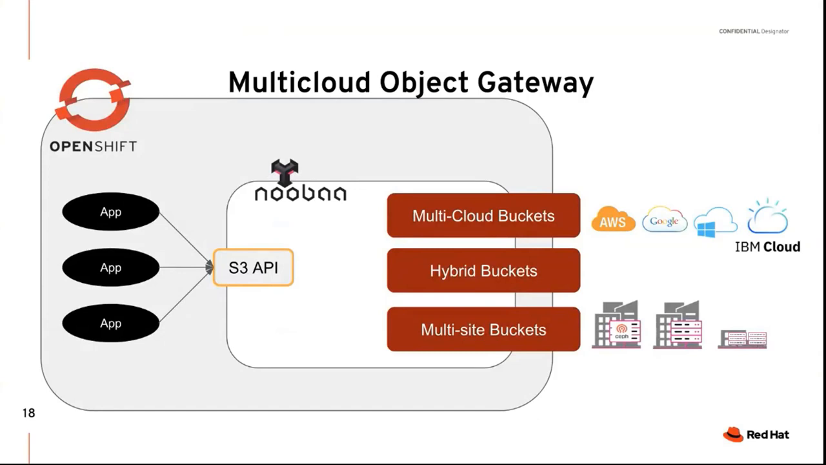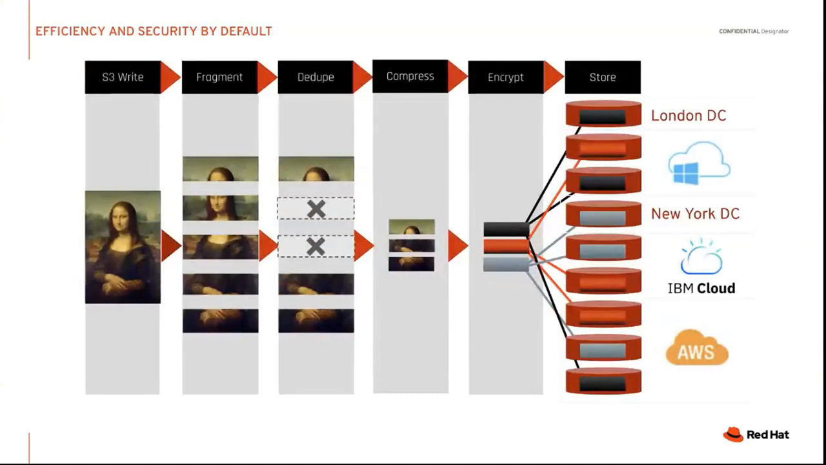Add tiering, add mirroring between these locations, and have hybrid buckets, where part of the data, or all the data, is in both and can be placed on-prem or in the cloud. You can even have multi-cloud buckets, where all the data is across multiple cloud providers. And again, this decision can be made for every bucket that you have. So you can have multiple policies within the same solution, and it means that you have all the flexibility. In short, that's the way the Multi-Cloud Object Gateway digests the data.